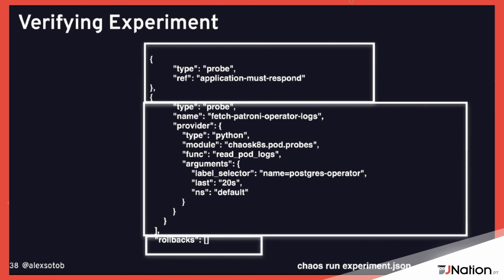And finally, you need to define a rollback section saying, if the experiment is not working correctly, I need to remember to do a rollback and apply some countermeasures so my cluster gets back to a steady state, a state in which we can serve requests again as expected. And we can just run it with chaos run experiment.